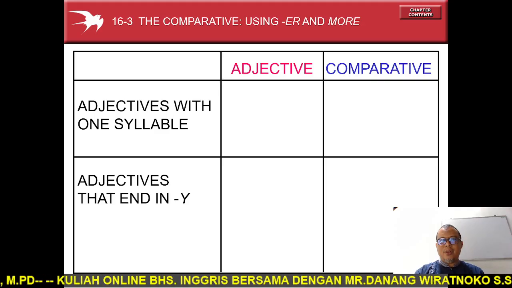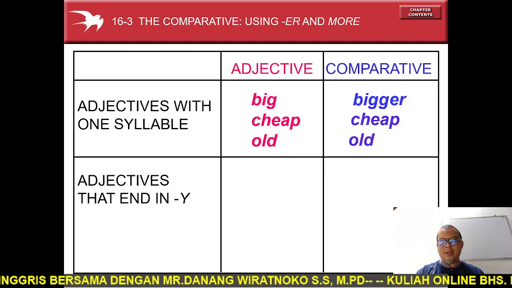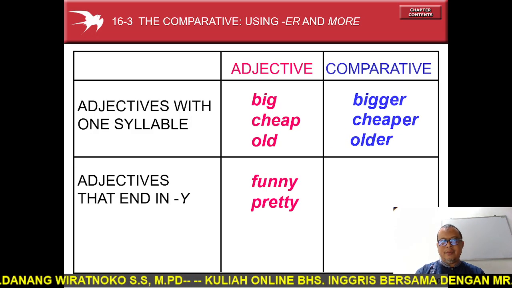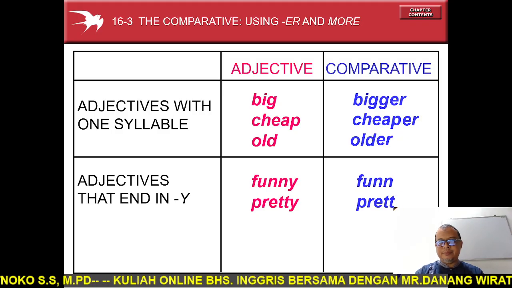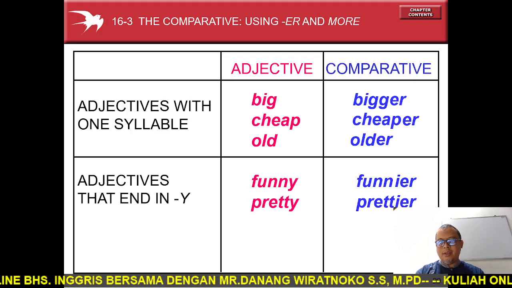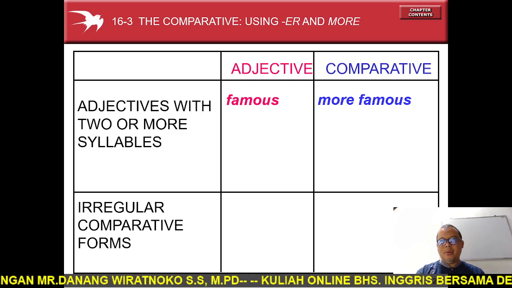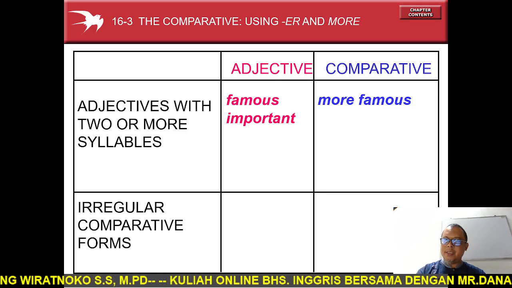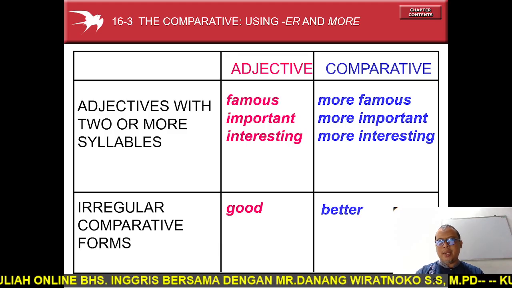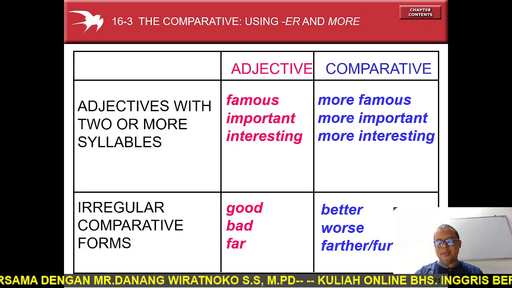Okay, adjective with one syllable. Big becomes bigger. Cheap, old becomes cheaper and older. Adjective that ends in y. Okay, funny, the y changes into ier. Adjective with two or more syllables. Famous, more famous. Important, more important. Interesting, more interesting. Good, better. Bad, worse. Farther or further.